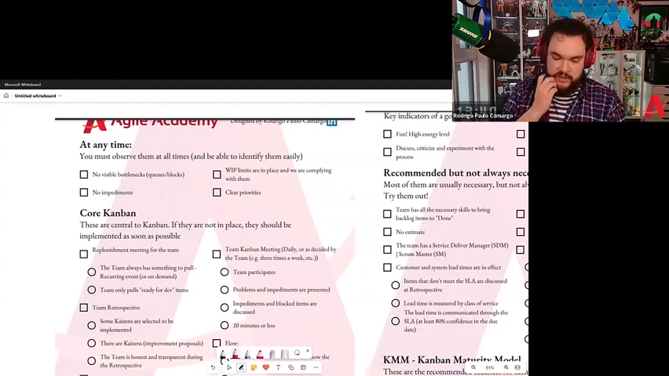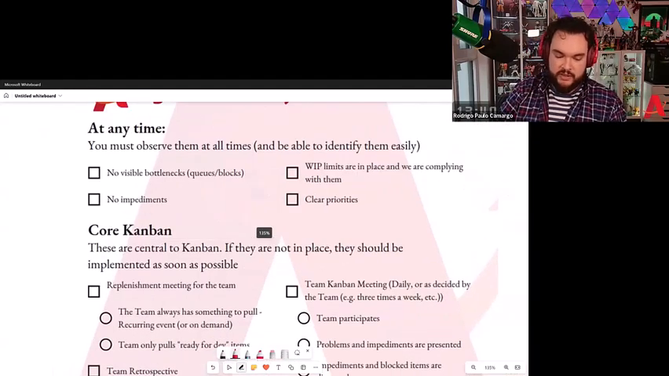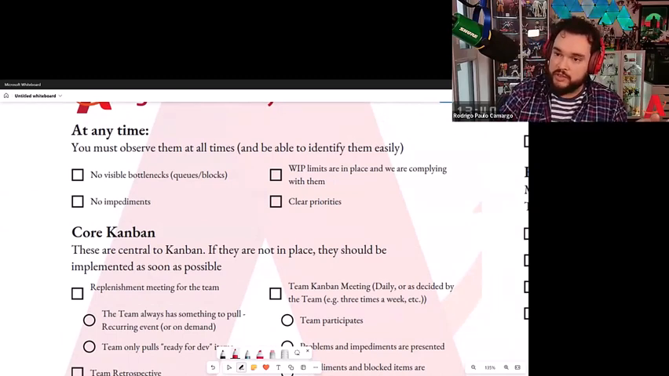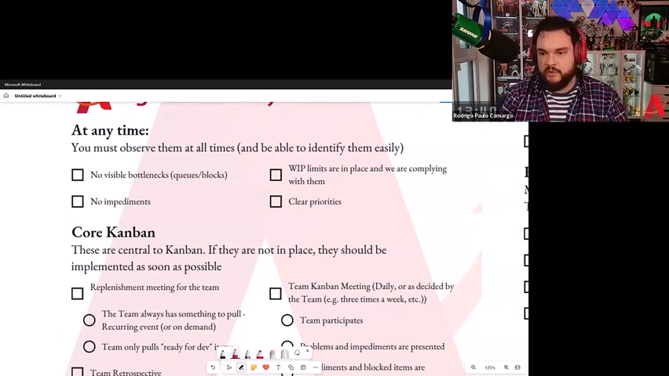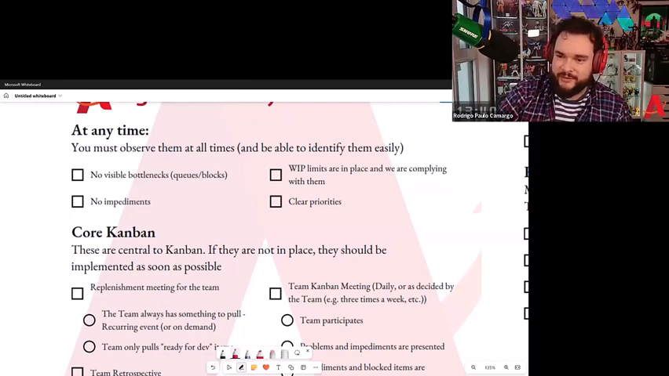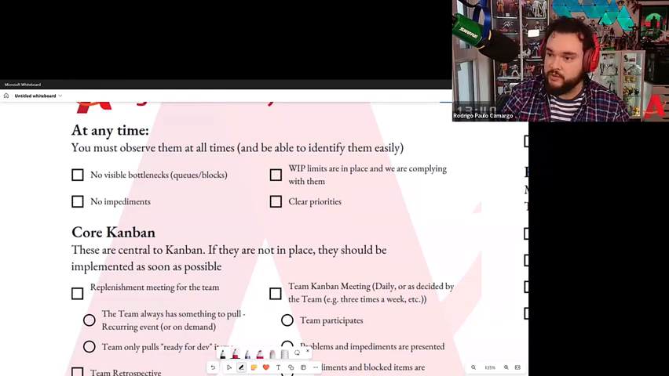So if I go to the at any time section, what I have here is you have no visible bottlenecks, no queues or blocks. For example, if you look at your board and you clearly see everything in review, Rodrigo, that never happens. I know it happens all the time. I worked with a lot of teams with that problem. You could right away say, hey, I have a visible bottleneck. So you're not going to tick that box, right?